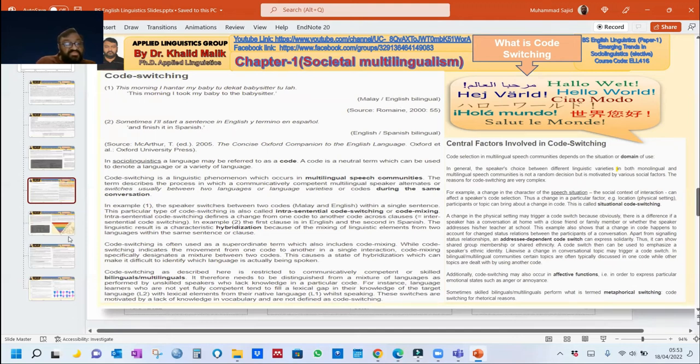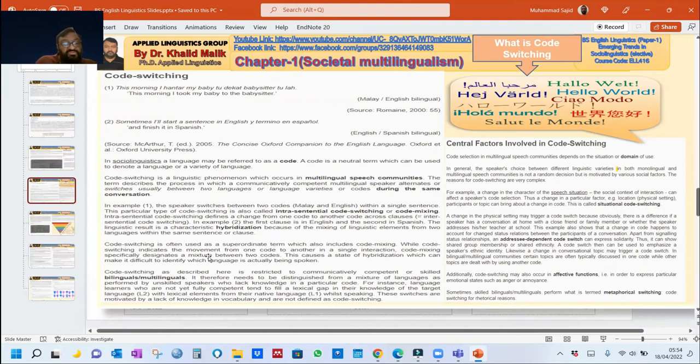In example one, the speaker switches between two codes, Malayan English here, within a single sentence. This particular type of code switching is also called intra-sentential code switching, code mixing. Inter-sentential code switching defines a change from one code to another code across clauses. In example two, look here, English and Spanish bilingualism. The first clause is in English and the second in Spanish. The linguistic result is a characteristic hybridization because of the mixing of linguistic elements from two languages within the same sentence or clause.